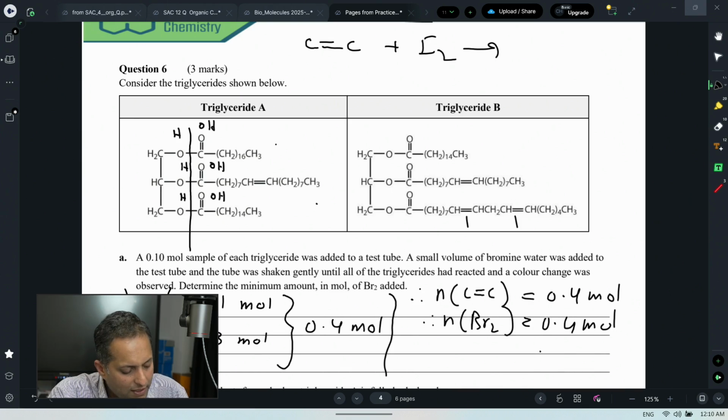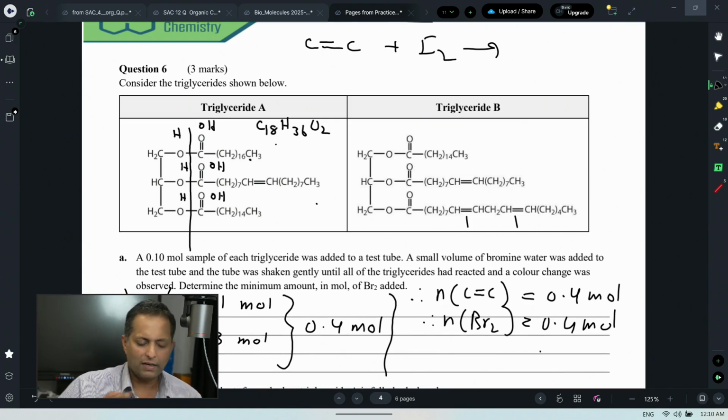This one has got carbon 16, 17, 18. C18 is a saturated one. Then C18H36O2. Simple. Then you can look at the data booklet and find out what that fatty acid is. C18H36O2 is stearic. Stearic. All right, we've done that.